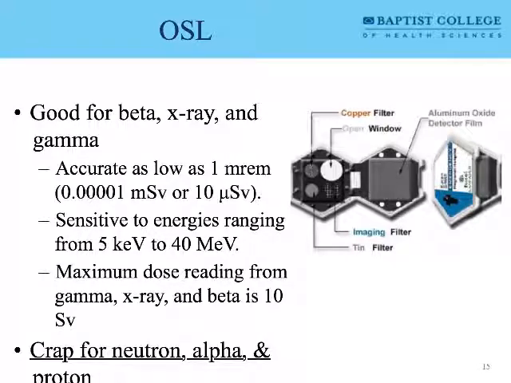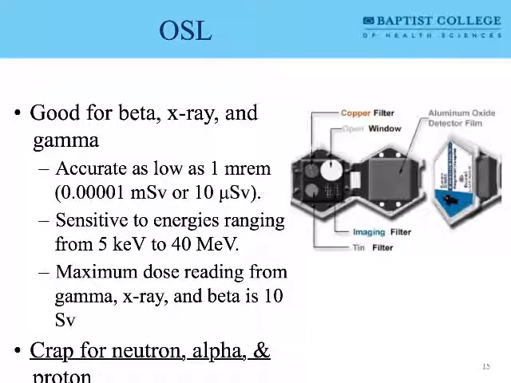It is accurate as low as 0.00001 millisieverts or 10 microsieverts, and the sensitivity ranges from 5 keV to 40 MeV. So that's well below the diagnostic range into the therapeutic range. You don't necessarily need to memorize these numbers, just know that it covers a broad spectrum of energies.